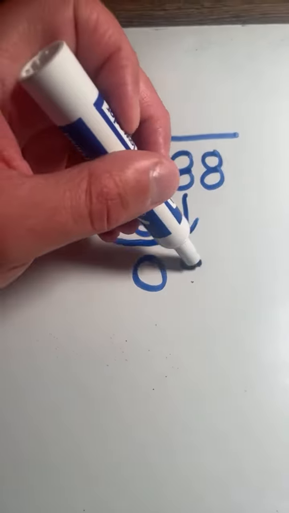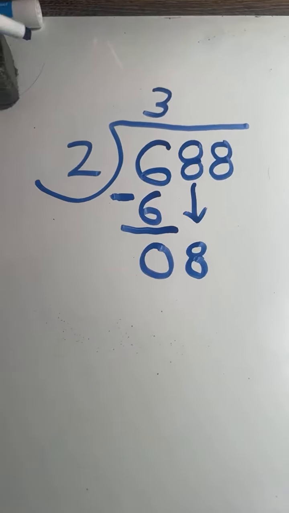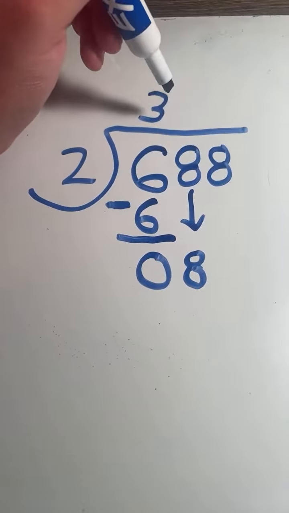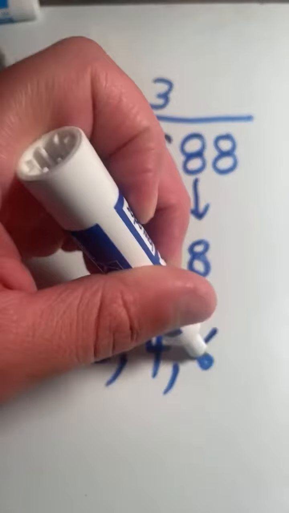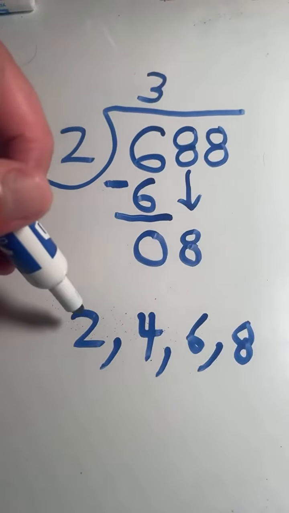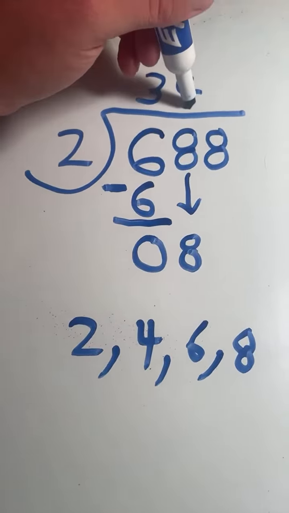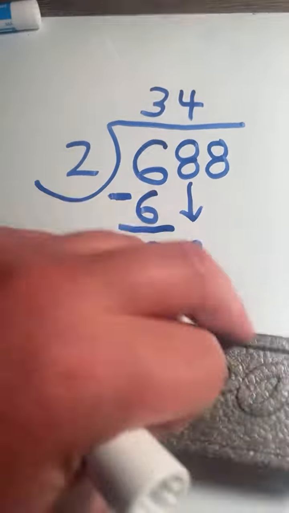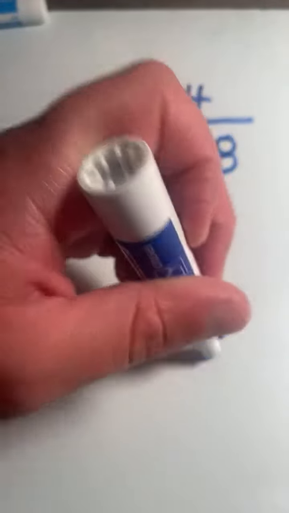All right, bringing down the 8. 8 divided by 2 equals 4. If we wanted to skip count it out, 2, 4, 6, 8. We had to count by 2 4 times to get to 8. 8 divided by 2 again equals 4. 8 is what we subtract. Find our remainder. 8 minus 8 equals 0.